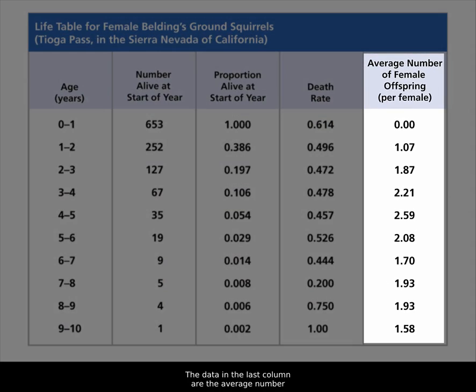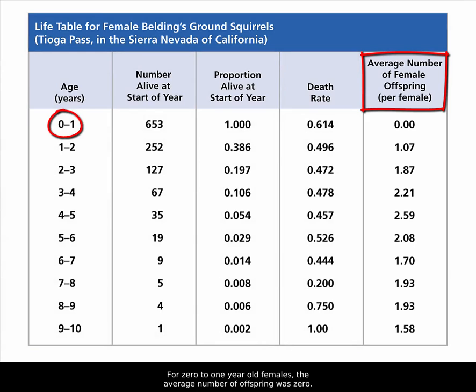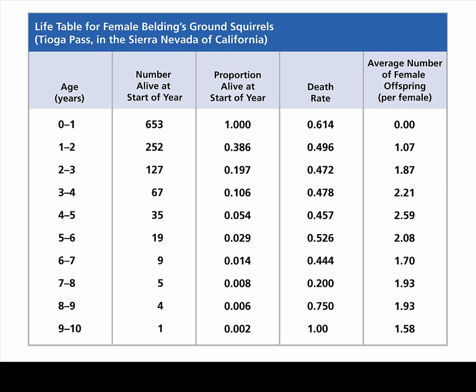The data in the last column are the average number of female offspring per female squirrel in the cohort. For 0 to 1-year-old females, the average number of offspring was 0. Between the ages of 1 and 2, each female squirrel had an average of 1.07 female offspring, and so on. By summarizing this information about births, deaths, and reproduction in a population, a life table helps ecologists understand current population structure and may help predict future trends.